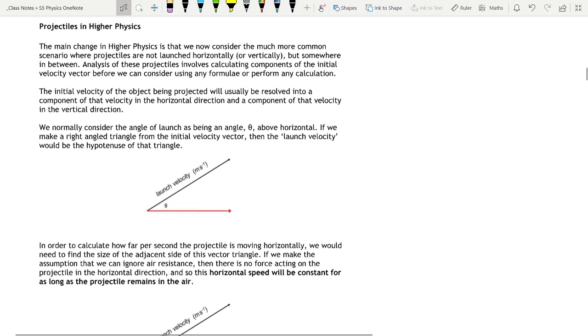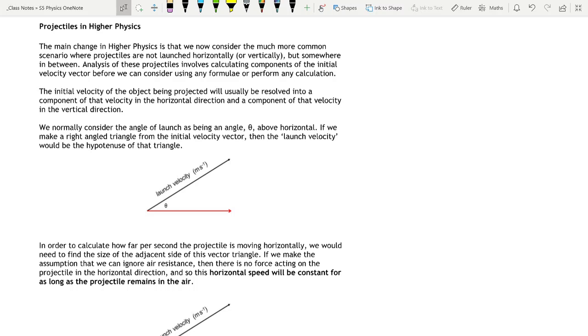So the main change in higher physics is that we now consider the much more common scenario where projectiles are not launched horizontally or vertically, but somewhere in between. An analysis of these projectiles involves calculating components of the initial velocity vector before we can consider using any formula or forming any calculation. So remember when we had forces at an angle and we had to find the components of the forces? Same kind of thing here. We have to find the components of the vector, the velocity. So the initial velocity of the object being projected will usually be resolved into a component of that velocity in the horizontal direction and a component of that velocity in the vertical direction.